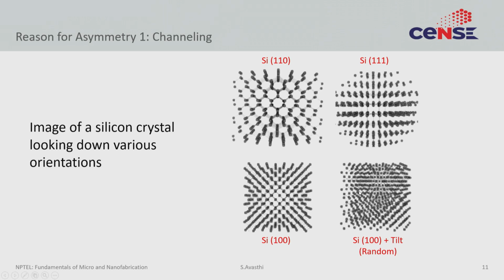And in the extreme case, you can take this 100 and give it a certain tilt, some random tilt, and then you start to see that these holes completely disappear because the atoms are not aligned one behind the other. You actually see an apparently much more dense face of silicon. Right?